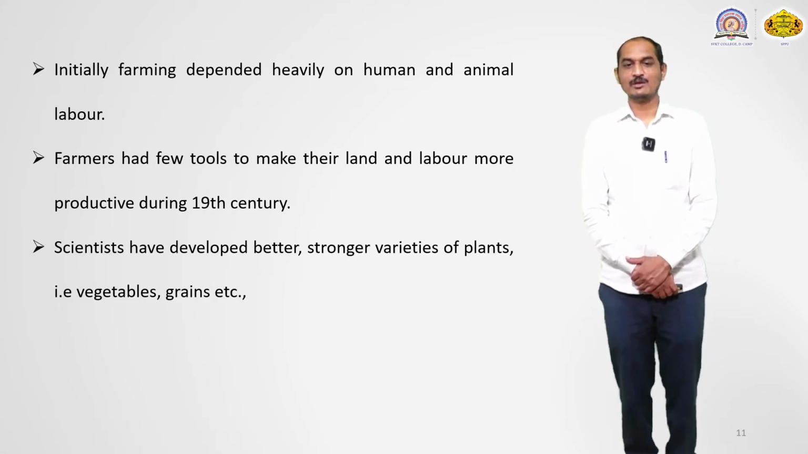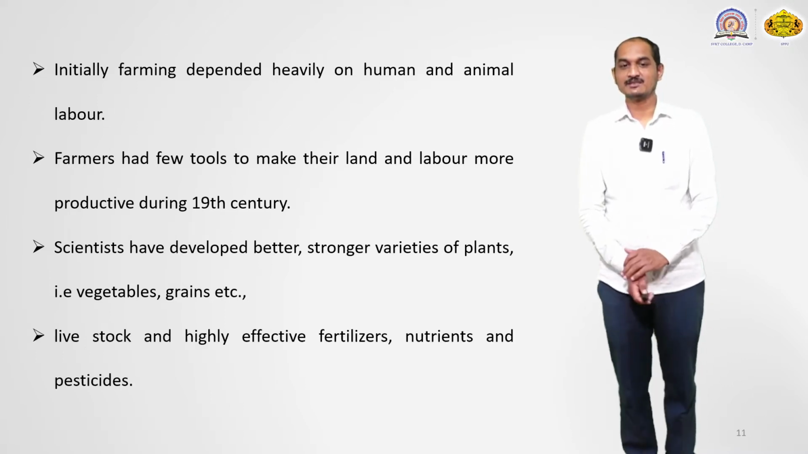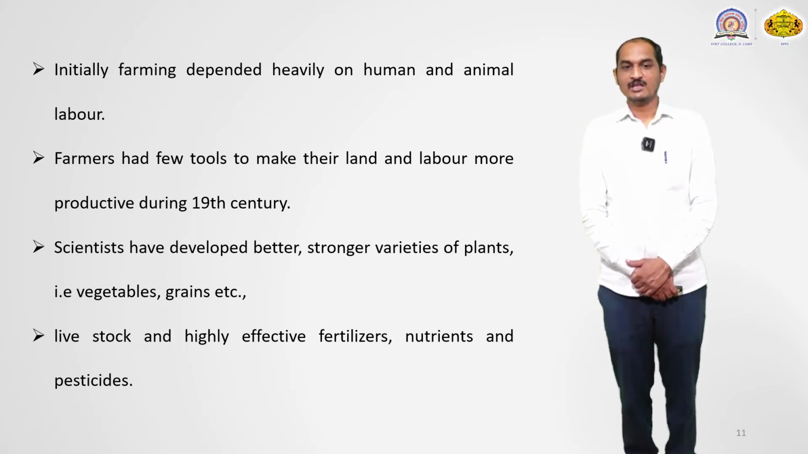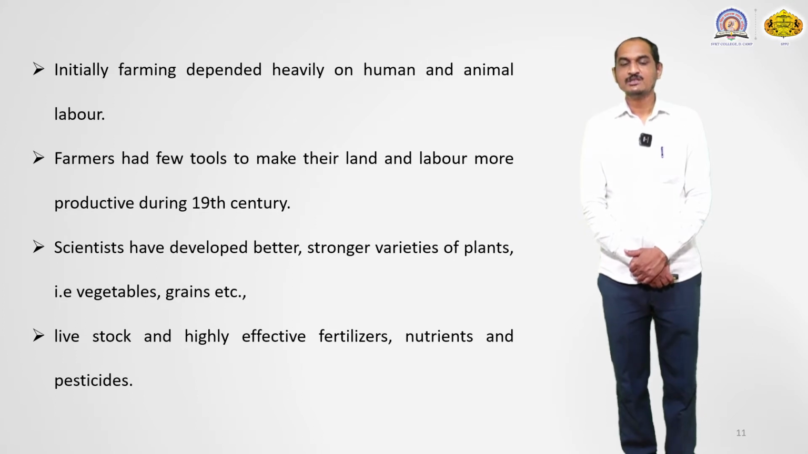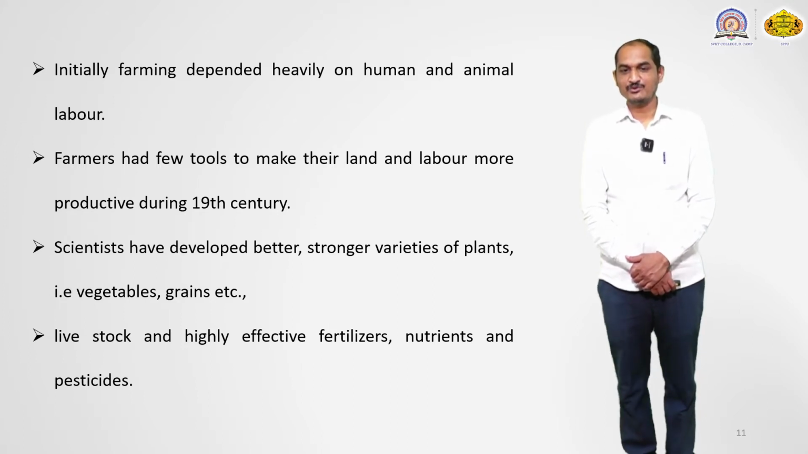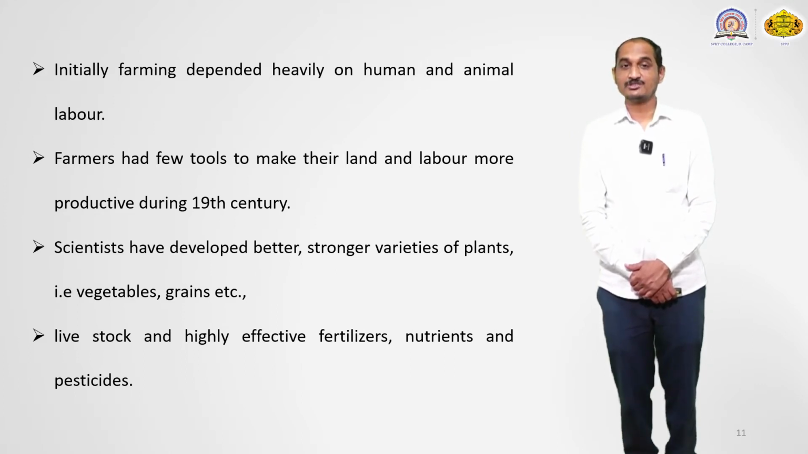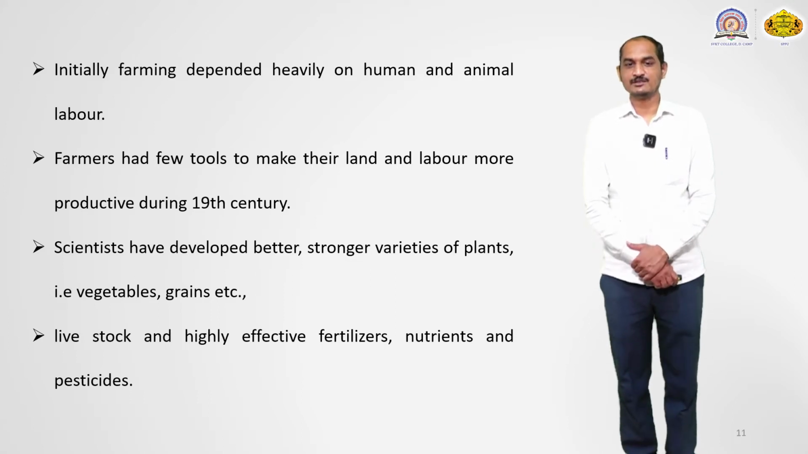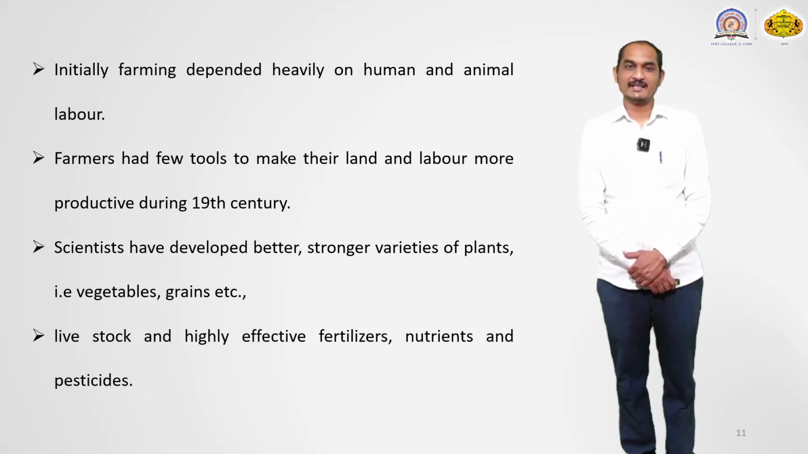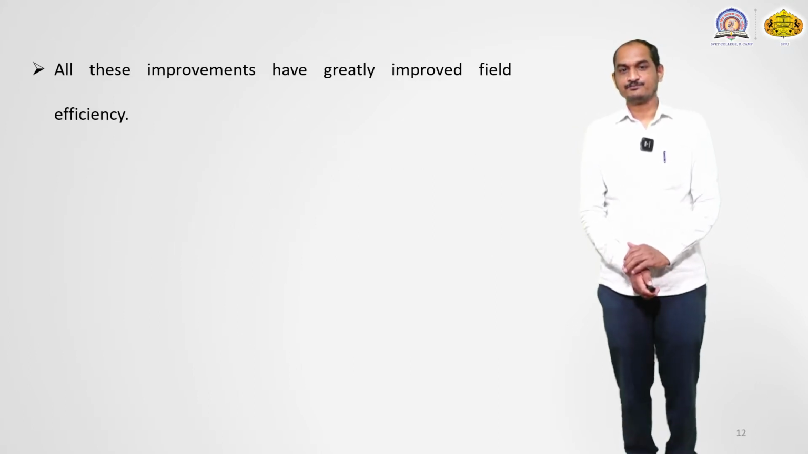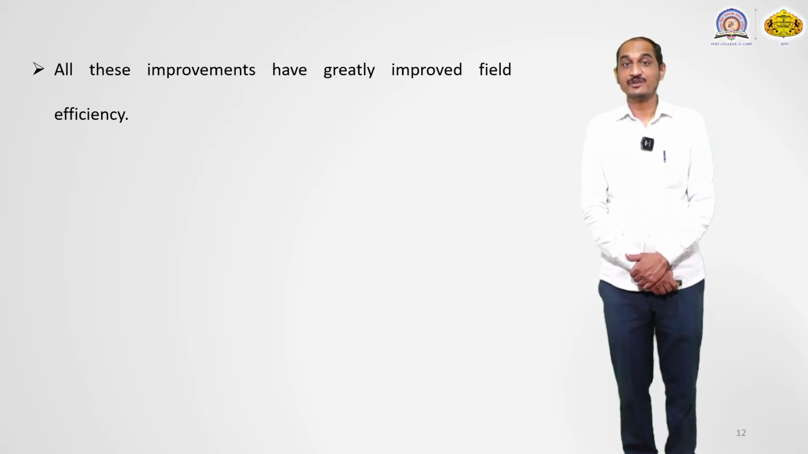After that, scientists developed better, stronger varieties of plants like vegetables, grains, then livestock, and highly effective fertilizers, nutrients and pesticides. And due to the development of all these different types of new fertilizers, nutrients, pesticides, micronutrients, then growth stimulators, due to all these inventions from different scientists, the productivity of agricultural products increased. Okay. And all these improvements greatly improved field efficacy.